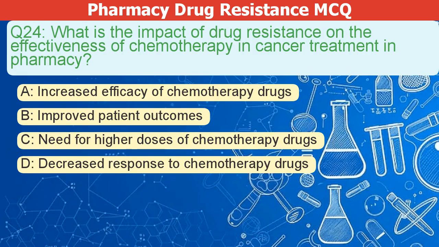What is the impact of drug resistance on how well chemotherapy works for cancer treatment in pharmacy? A. Increased efficacy of chemotherapy drugs. B. Improved patient outcomes. C. Need for higher doses of chemotherapy drugs. D. Decreased response to chemotherapy drugs.